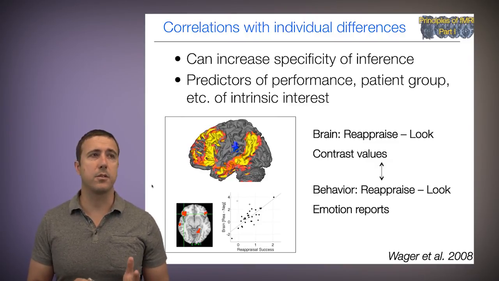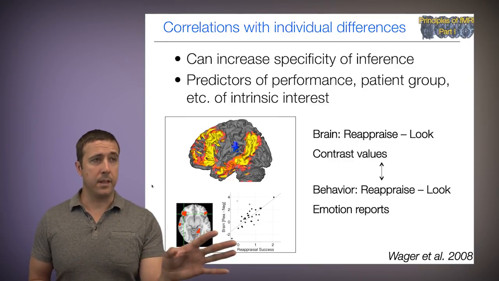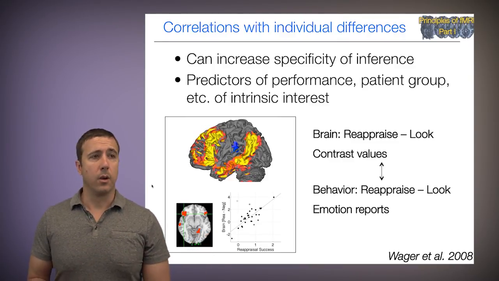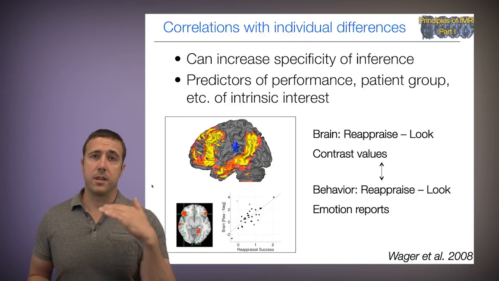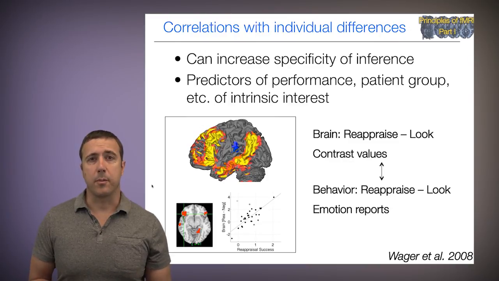And that looks like this. In this study, there turns out to be correlations across many areas of the brain. And you can see one in the ventrolateral prefrontal cortex there, where the greater the increase in the brain response to reappraise versus look negative, the greater the reappraisal success or drop in negative emotion. That's a basic brain behavior correlation. And it gives a stronger idea that this brain area is really related to performance in some way.